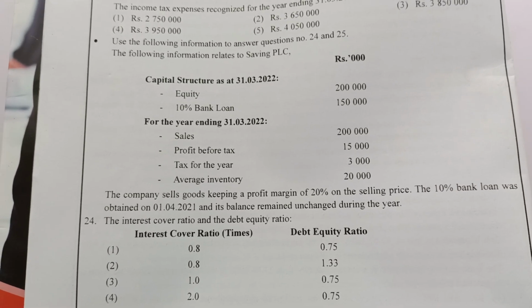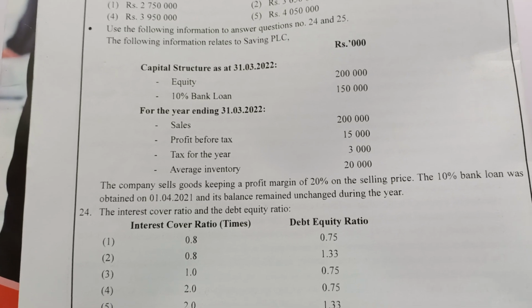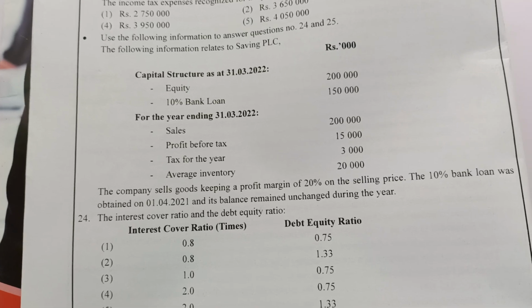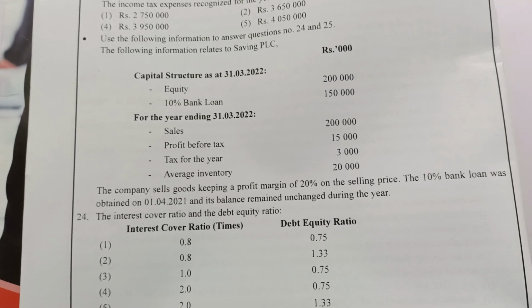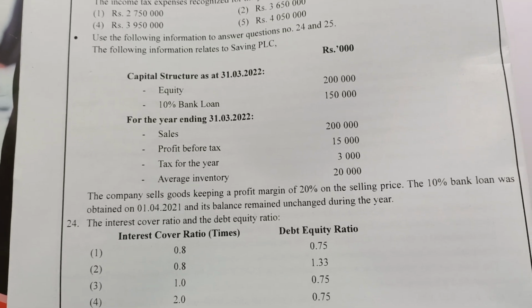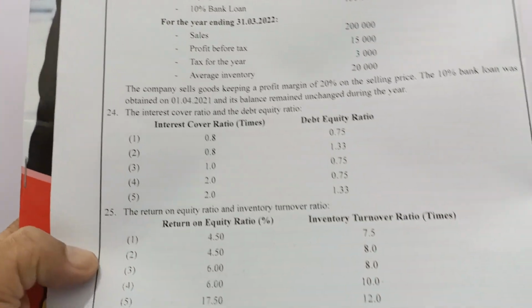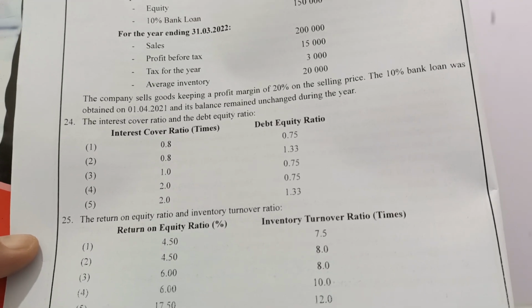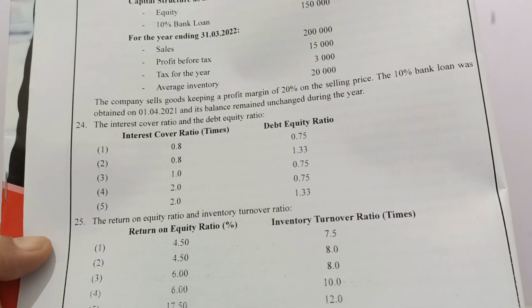2022 A-level paper MCQ question number 24 and 25, relevant for ratio analysis. In question 24 they ask interest coverage ratio and debt equity ratio, and in question 25 they ask return on equity ratio as well as inventory turnover ratio.